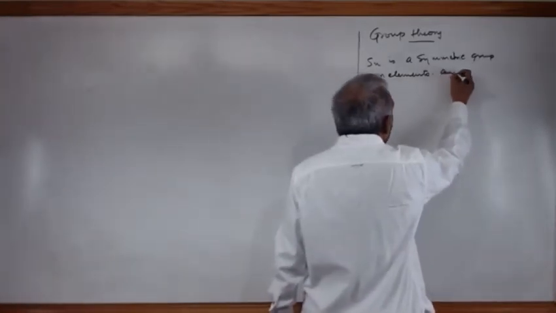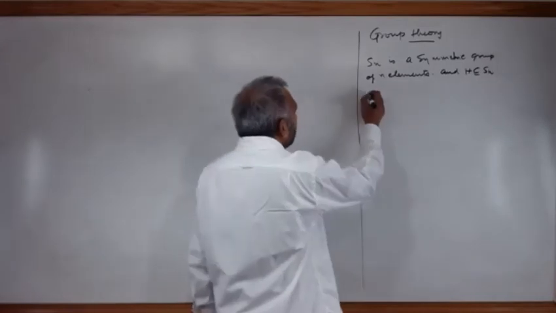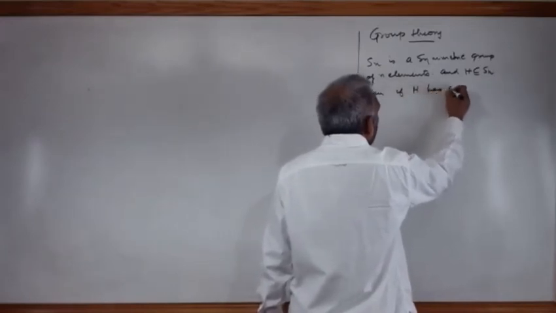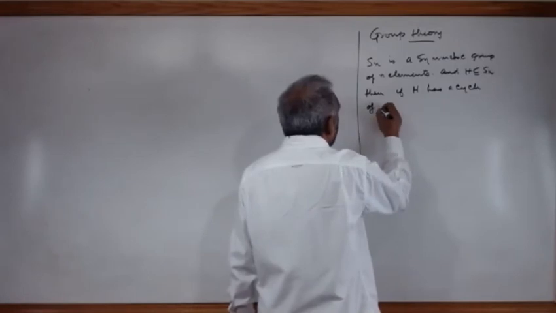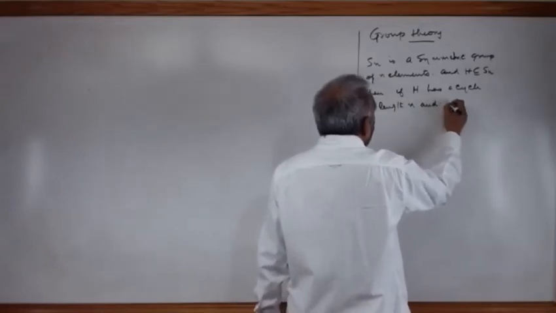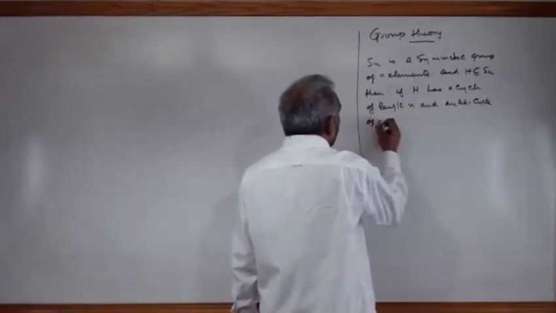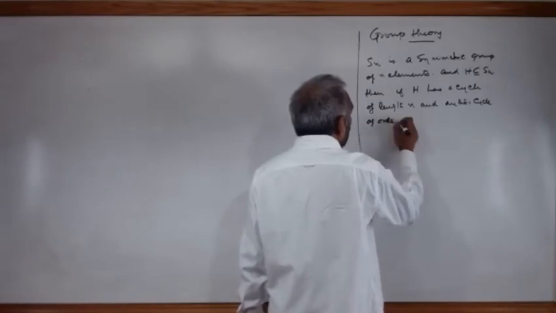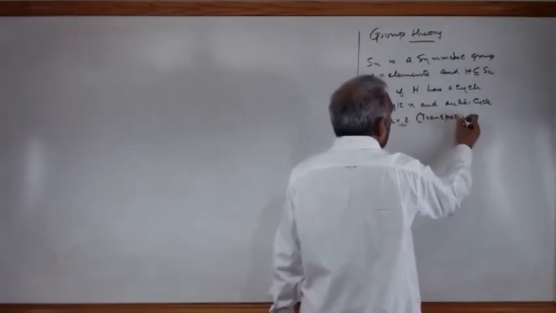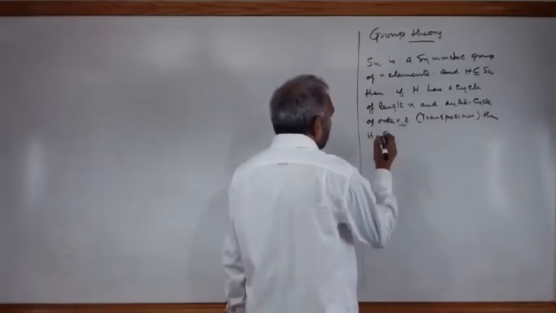And H is a subgroup of Sn. Then, if H has a cycle of length n and another cycle of order 2, that means a transposition, then H is equal to Sn.